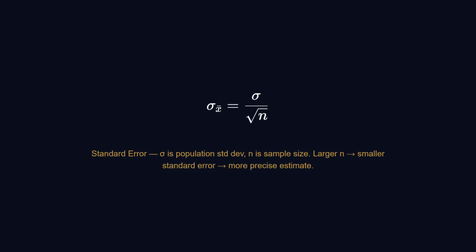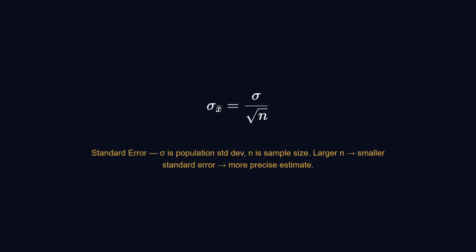The standard deviation of the sampling distribution has a special name. It is called the standard error of the sample mean. The formula is sigma sub x bar equals sigma divided by the square root of n. Let me break this down. Sigma is the population's standard deviation, how spread out the individual data points are. N is your sample size. And sigma sub x bar is how spread out the sample means are across all possible samples.